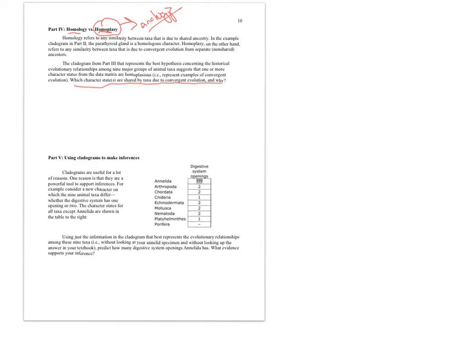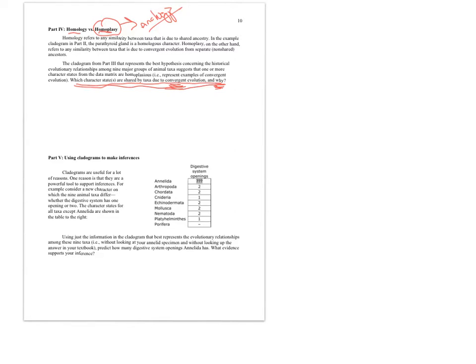So again, they want you to look at this and figure out which character states are shared due to convergent evolution. And I'm assuming when they ask the question why, they want you to answer, why do you think that is convergent evolution?